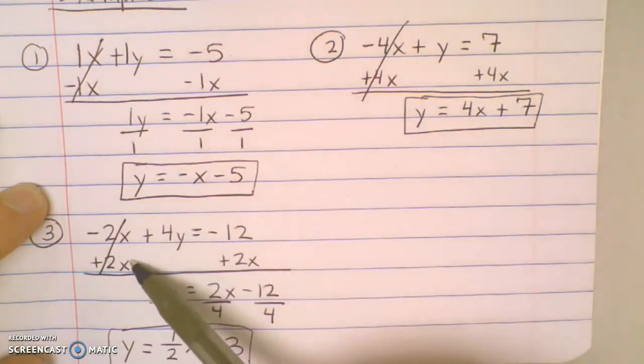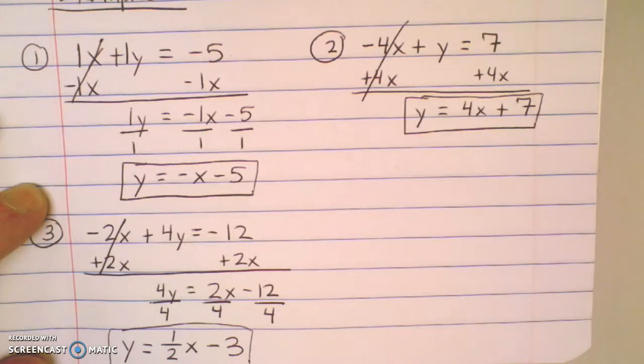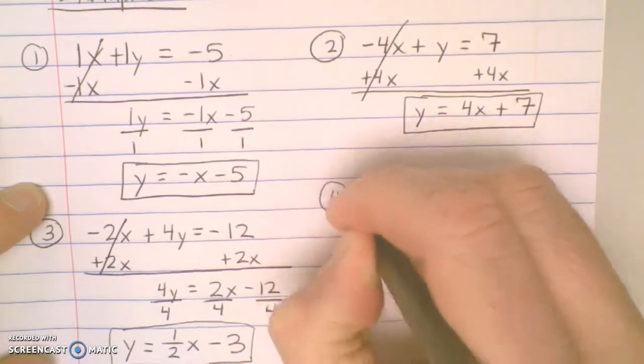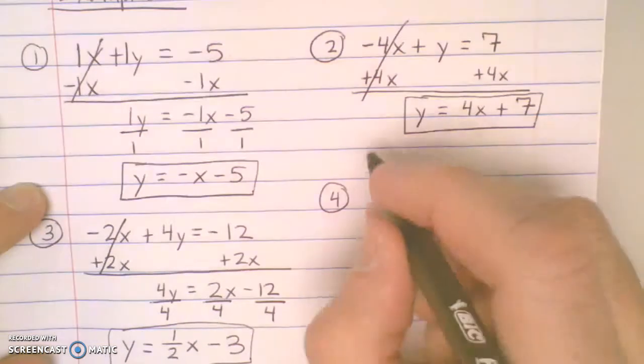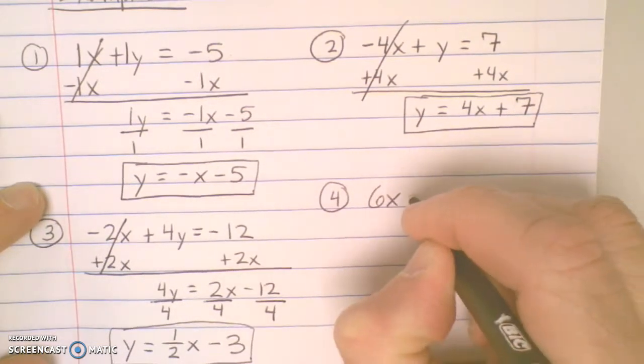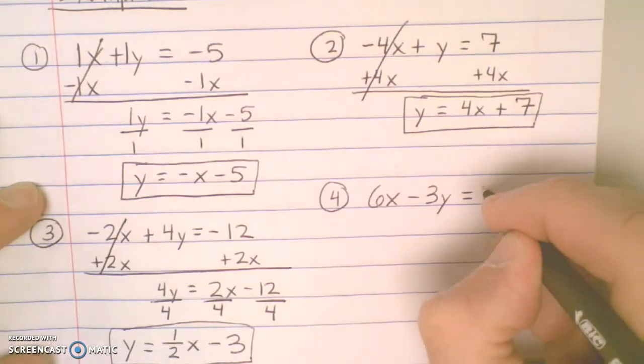So I moved the 2x to both sides and then divided everything by 4 to get my equation in slope-intercept form. Let's try one last example. Let's do 6x minus 3y equals 15.